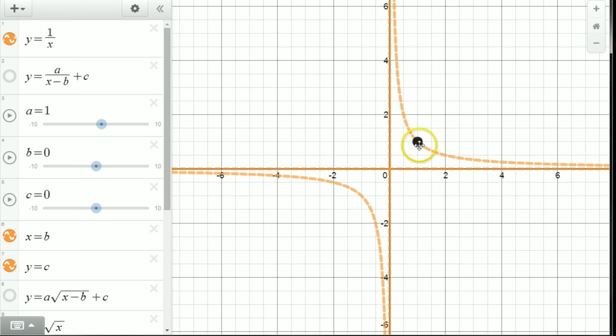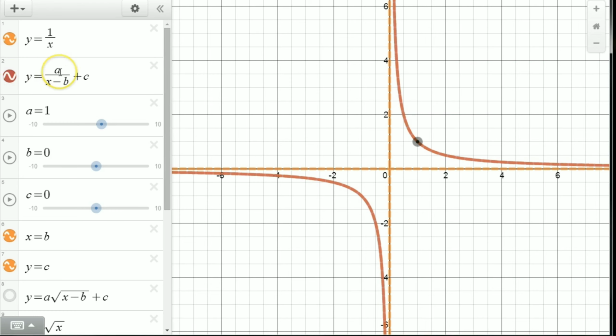This dot here is the point (1, 1), and we'll see what happens to this point as we change the graphs. The power form of the function is y equals a over x minus b, plus c. This power form provides dilations and translations of the graph of the hyperbola.